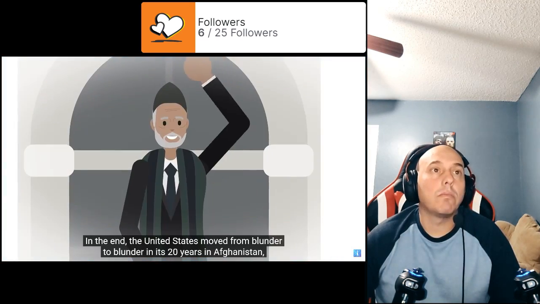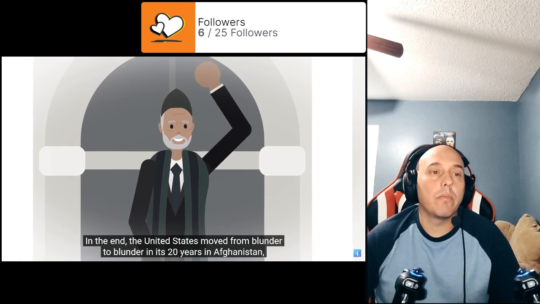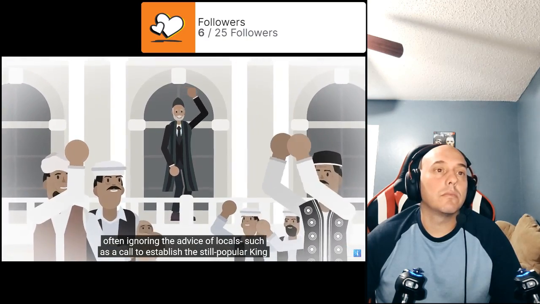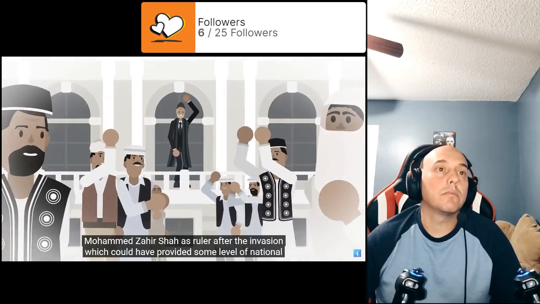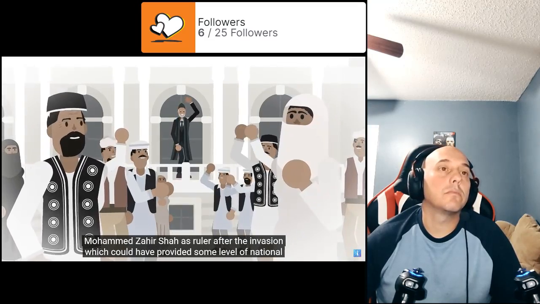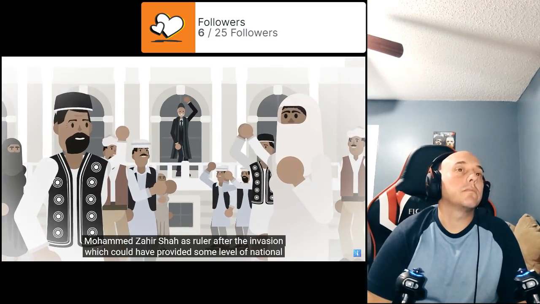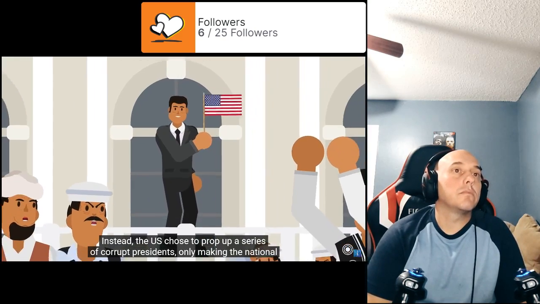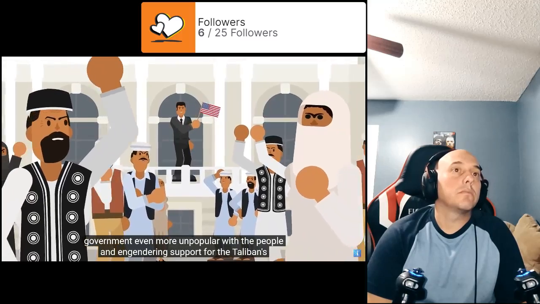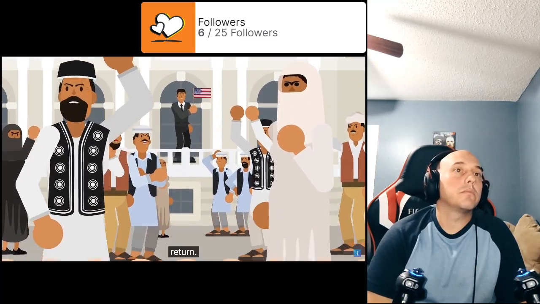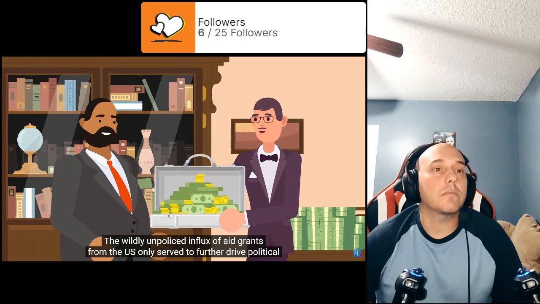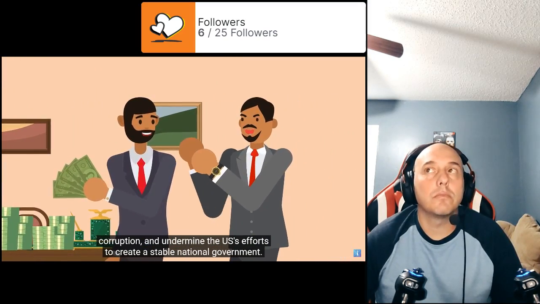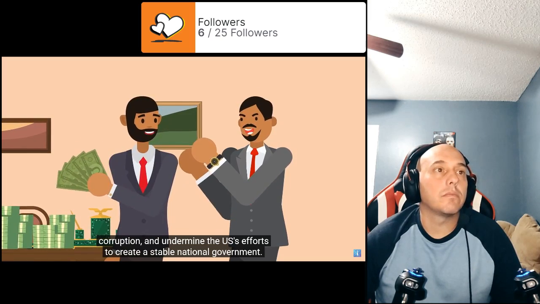globe. In the end, the United States moved from blunder to blunder in its 20 years in Afghanistan, often ignoring the advice of locals, such as a call to establish the still popular King Mohammed Zahir Shah as ruler after the invasion, which could have provided some level of national unity. Instead, the U.S. chose to prop up a series of corrupt presidents, only making the national government even more unpopular with the people and engendering support for the Taliban's return. The wildly unpoliced influx of aid grants from the U.S. only served to further drive political corruption and undermine the U.S.'s efforts to create a stable national government.